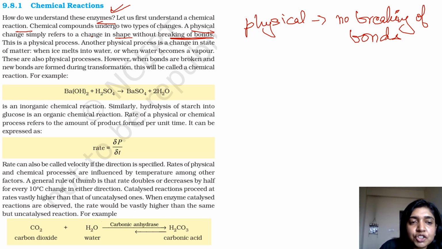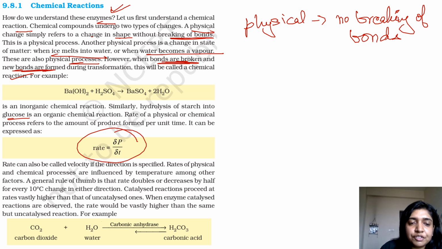Another physical process is change of state of matter, for example, when ice melts to water or water becomes vapor. These are also physical processes. However, when bonds are broken and new bonds are formed, this is known as a chemical reaction. For example, this one. However, this will not come in the exam, but is just for you to understand. Similarly, hydrolysis of starch into glucose is an organic chemical reaction, and this is the rate of the reaction. Rate can also be called velocity.